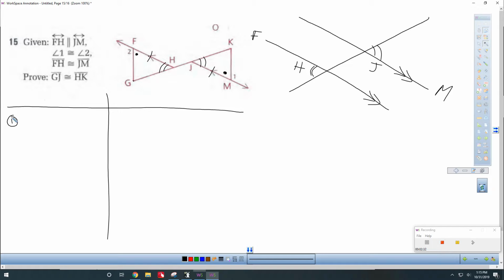1. We got FH. Notice that I'm growing up in my older age, and I'm not squiggling the givens anymore, because you squiggle the givens and it screws you up. JM is parallel to FH. Angle 1 congruent to angle 2, and FH is congruent to JM. All of that is given.